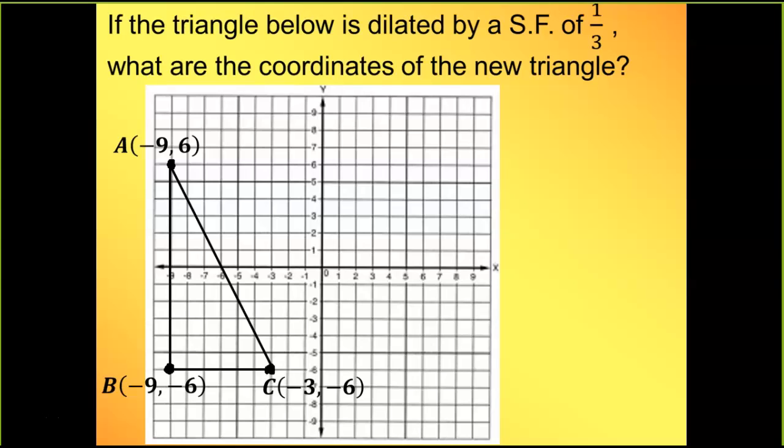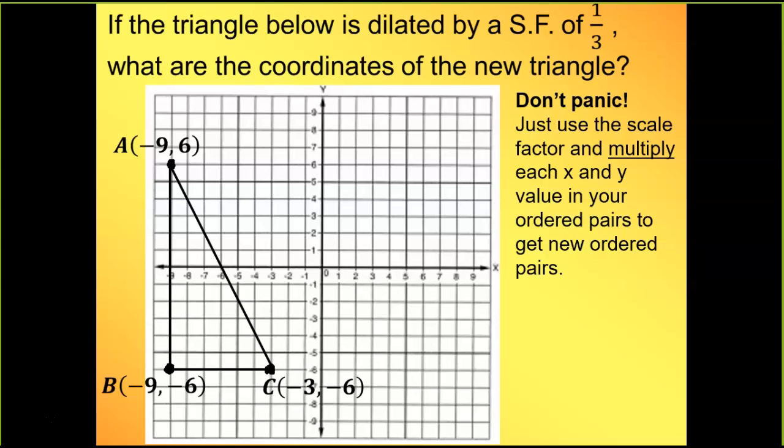Scale factor of 1/3. What's going to happen to that triangle? Get smaller. How do you know? It's less than 1. All right. So how can I find the new ordered pairs for that smaller triangle? What do I need to do? Multiply everything, each x and y value, by 1/3. All right, so let's do that.